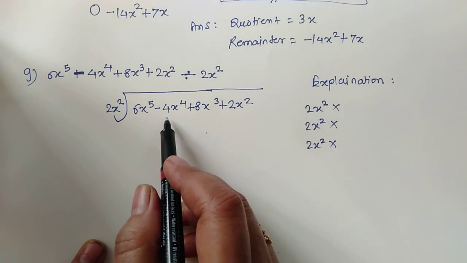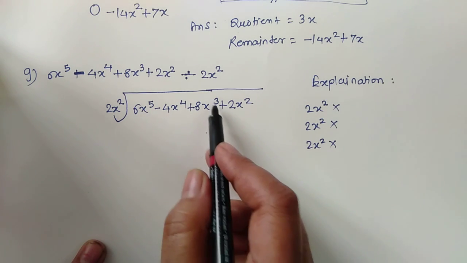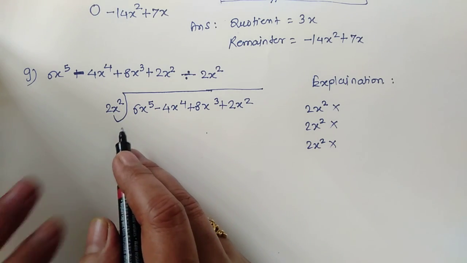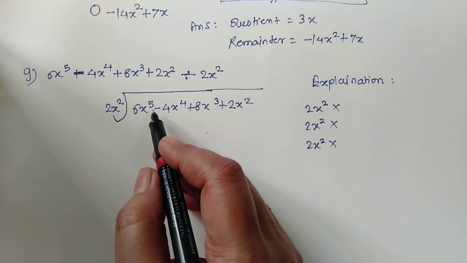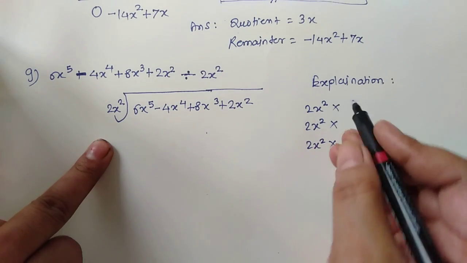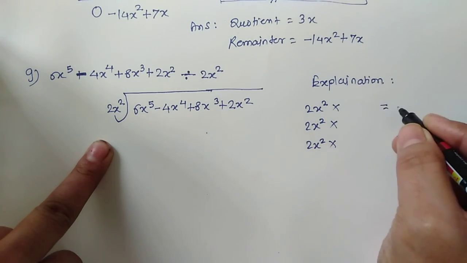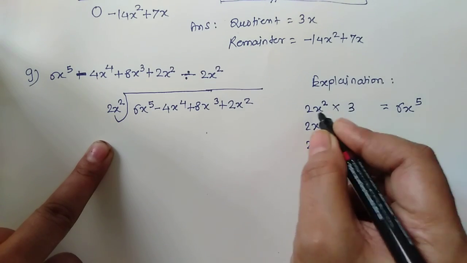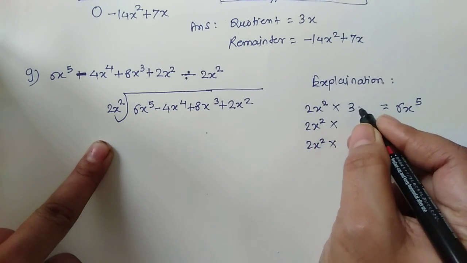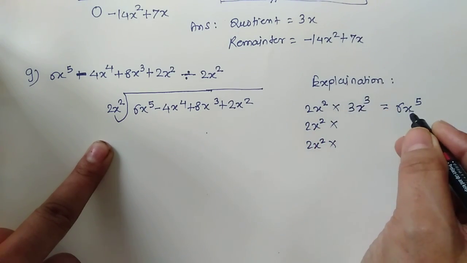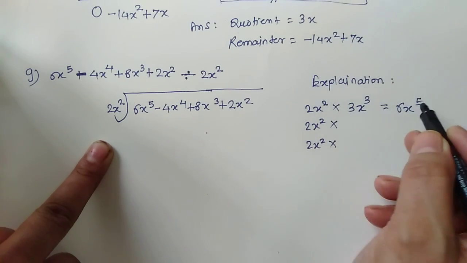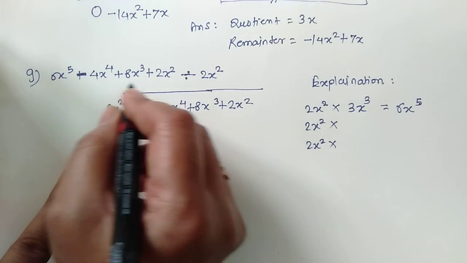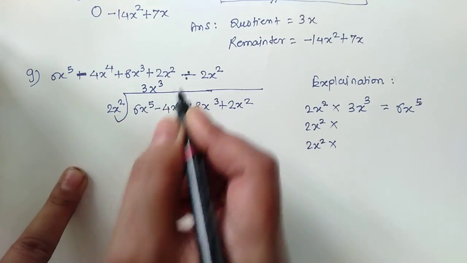6x raised to 5 minus 4x raised to 4 plus 8x cube plus twice x square divided by twice x square. So firstly find out the multiplier of the first term. What do we want? We want the 6x raised to 5. So 2 3s are 6. X square into x cube is equal to x raised to 5 because 2 plus 3 is 5. So the required multiplier is thrice x cube.